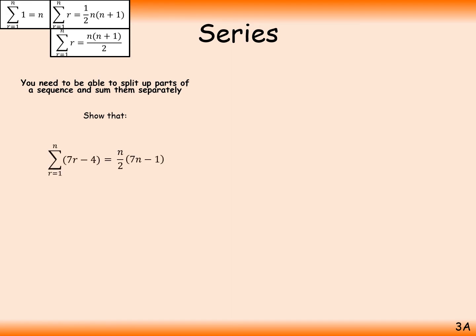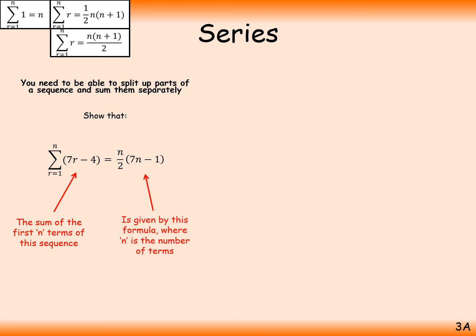So we've got to show that question. The sum of 7r minus 4 is equal to n over 2, 7n minus 1. So the sum of the first n terms of the sequence is given by this formula, where n is the number of terms.